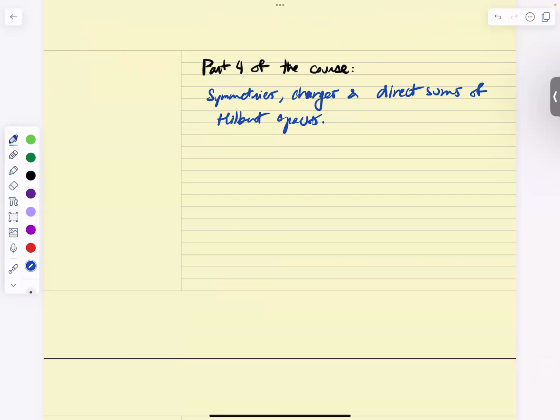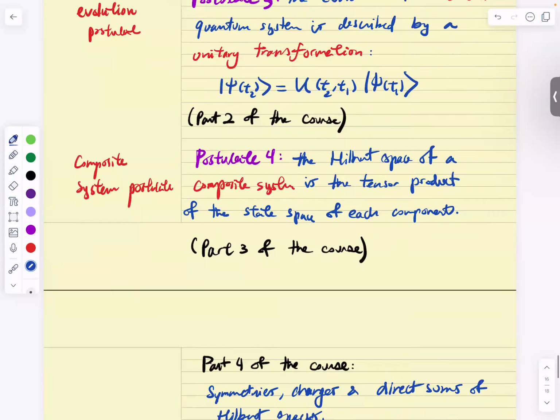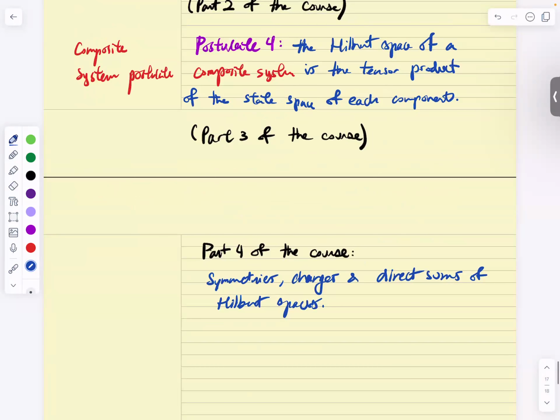Now, part 3, we're done with the postulates. Part 4 of the course, where I'm gonna tell you a little bit more about, this is not postulates of quantum mechanics, but more nuances in physics. We're gonna go over symmetries, charges, and their mathematical formulation of direct sums of Hilbert spaces.